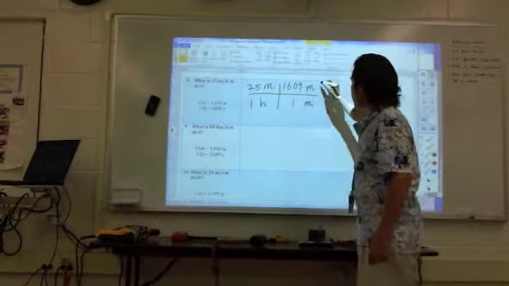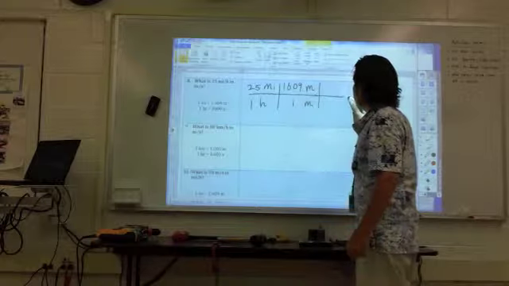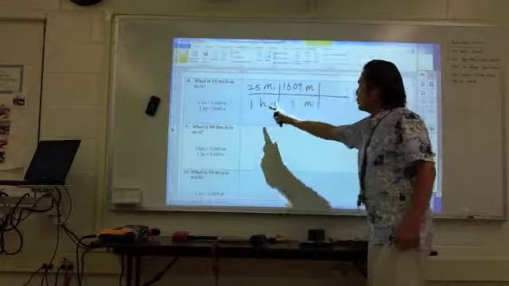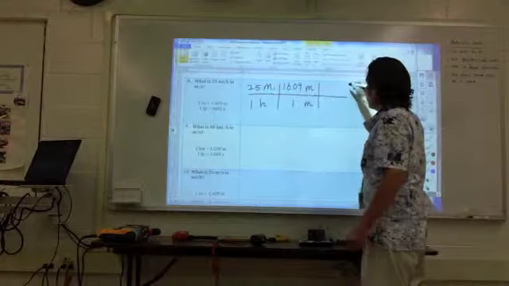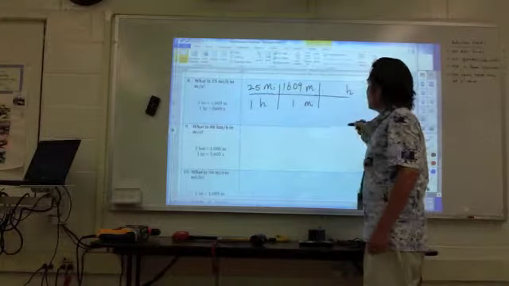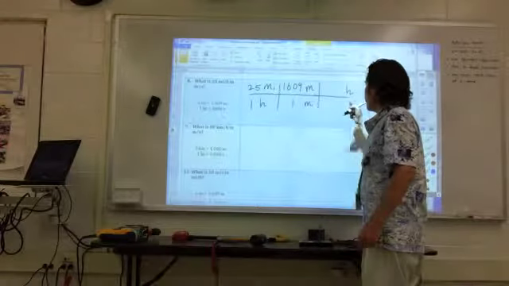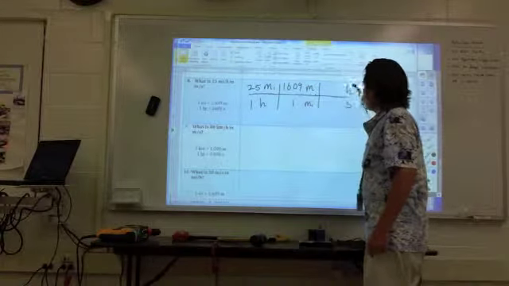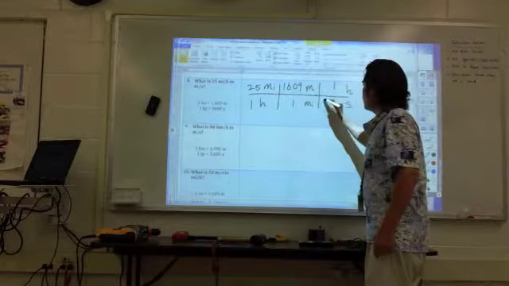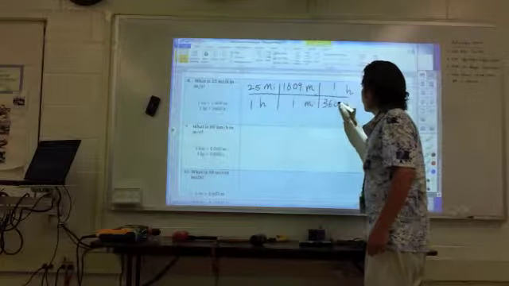We're not done yet, because now we have to change the hours to seconds. So we have a second cross to draw, right? We want to get rid of hour downstairs, so we need to put an hour upstairs to balance things out. And then we got to end up with seconds downstairs. And put the numerical factor. 1 hour is 3,600 seconds.